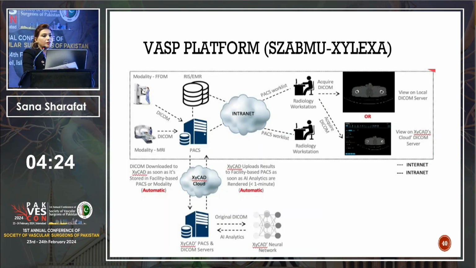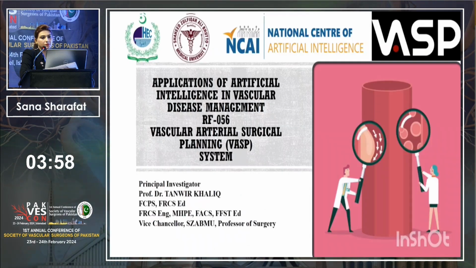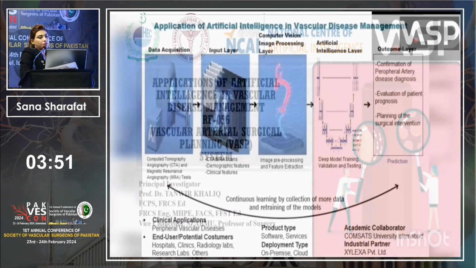So this is how our VAS platform will be working in the hospital setup. In the hospital setup, after getting the subscription of the vascular arterial surgical planning software, our cloud will be linked with the PAC system. As soon as the CT angiogram is performed, it will be fetched by the cloud automatically for AI processing. And the report will then be available for the radiologist or surgeons for final review and comments. So this is a video. We have compiled a video for demonstration of our product VASP.